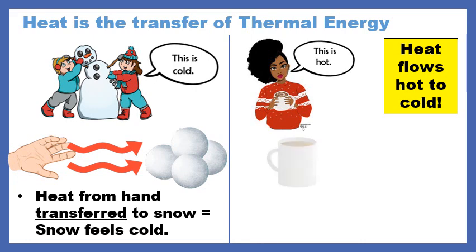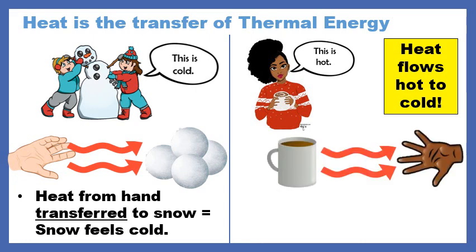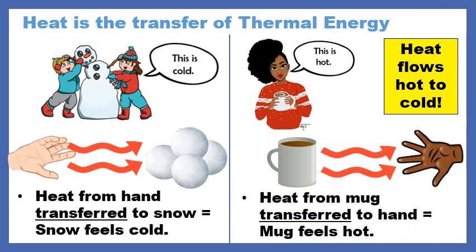Let's look at our coffee example. I've got my coffee mug. The heat from the coffee mug is going into my hand. So the heat from the mug is transferred to my hand, and to me, the mug feels hot, but what's really happening is heat is being transferred. It's a little trippy to think about, but this is what's actually happening.